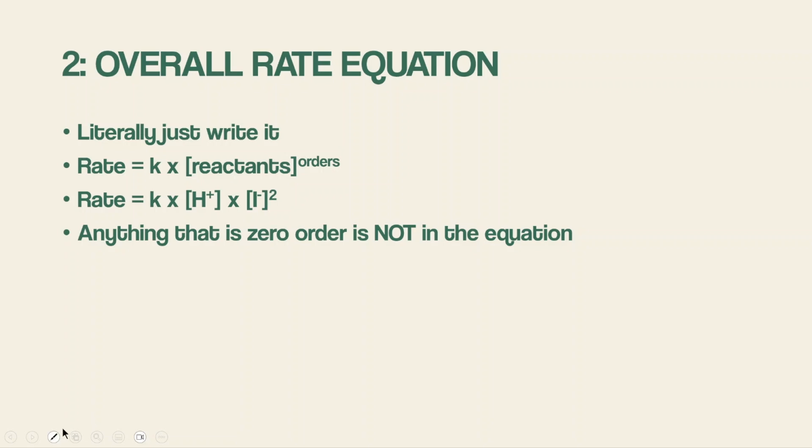Let me just point something out here. You don't really write the multiplication symbol over here. So you can just write rate equals K, and then concentration of H plus, and then concentration of I minus to the 2.